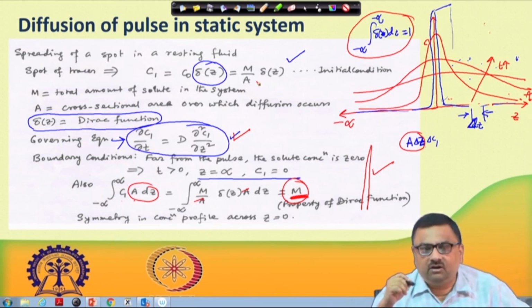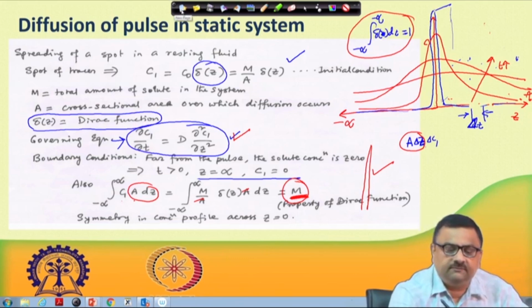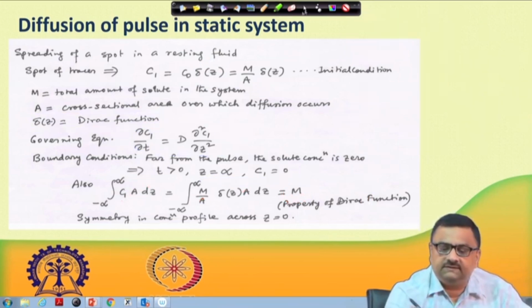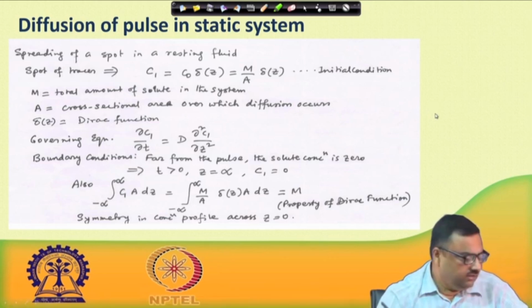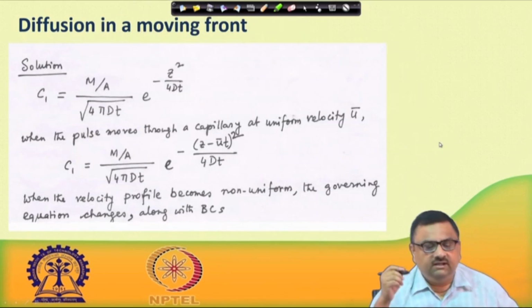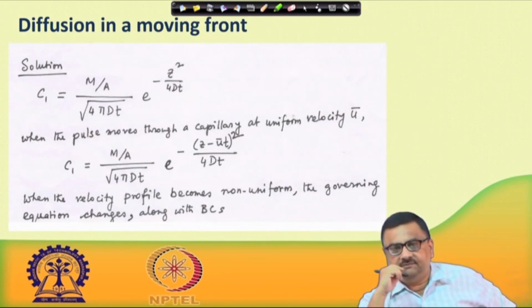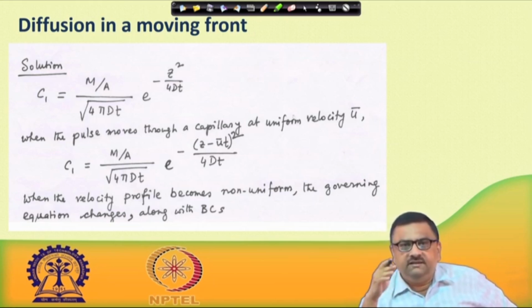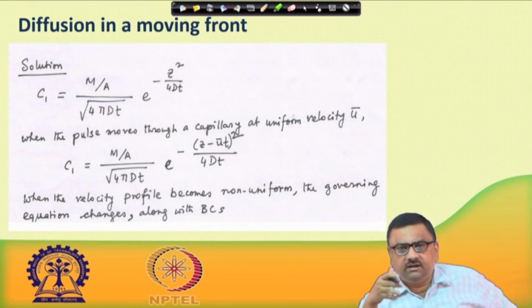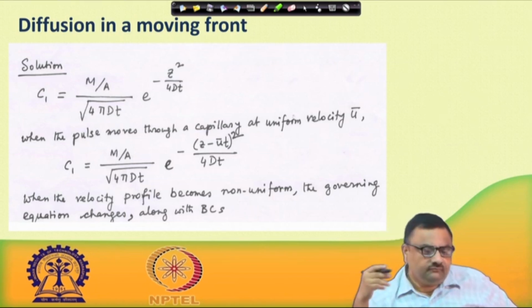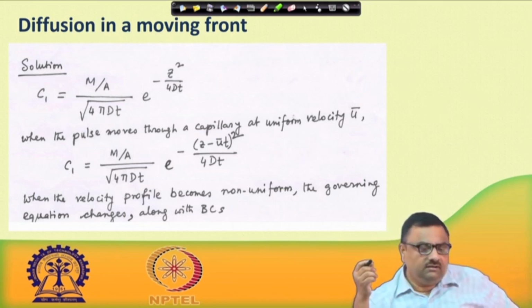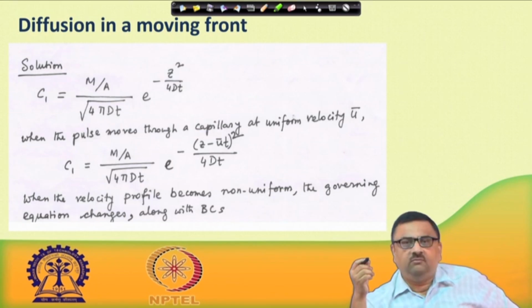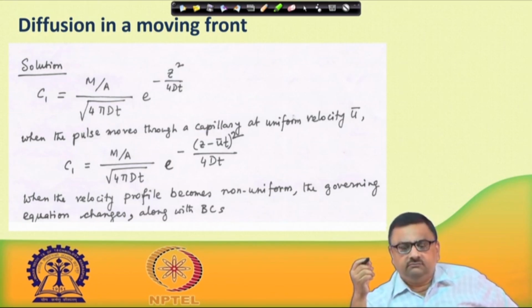The common way to solve this type of equation is the Laplace transform, or you can look at the similarity transformation as well. You need to introduce a similarity variable. These are very standard equations, and one can get the solution of these equations. So, let us look at the final form of this solution.